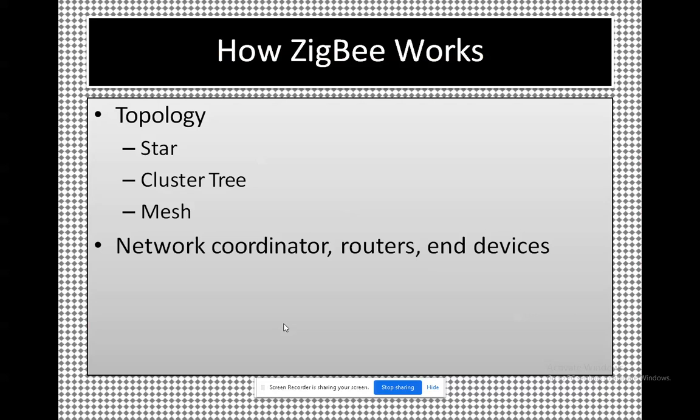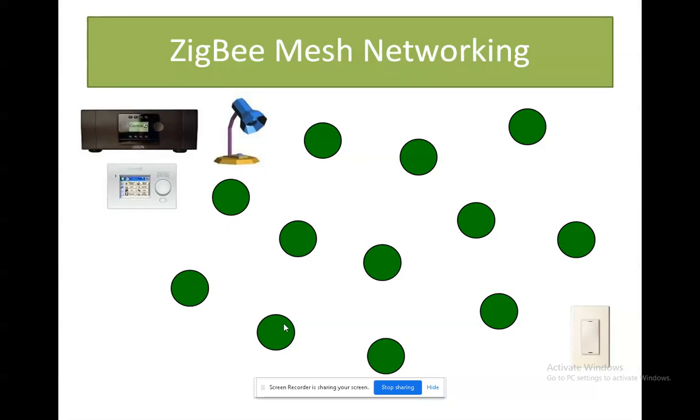How does Zigbee work? Here Zigbee has networking topology structures such as star network, cluster tree, and mesh type. Okay, so these three topology types will be available in the networking, and then the network coordinator, routers, and end devices will be used for communicating with the nodes. So this is the mesh networking. Okay. So you can communicate from the transmitter side through the mesh networking to the other side. So this is the node, mesh type nodes.